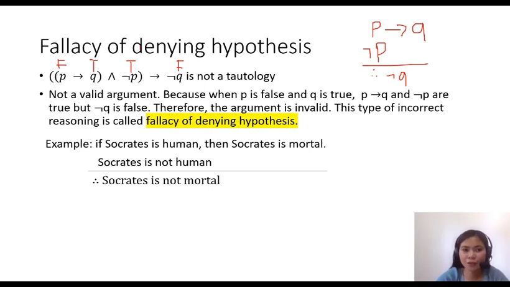Now, ask yourself, can you identify that Socrates is not mortal just because he is not human? No, you can't actually. It doesn't mean na hindi tao si Socrates, hindi na siya mortal. Socrates can be an animal, not a human, but an animal can still be mortal. So this is an example of a fallacy of denying the hypothesis.